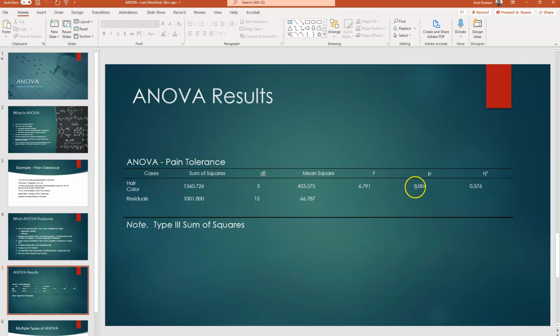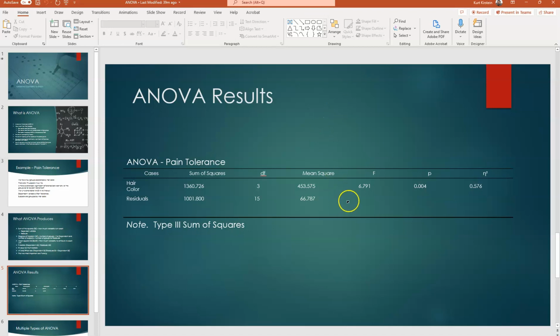Our p-value is just how much confidence do we have in the F statistic. And then the effect size is anywhere from 0 to 1. It's basically what percentage is your sum of squares for your hair color, the differences between the groups. What percentage is that of the total variability that was found in the data set? And that is what we get. That's how we interpret ANOVA results.